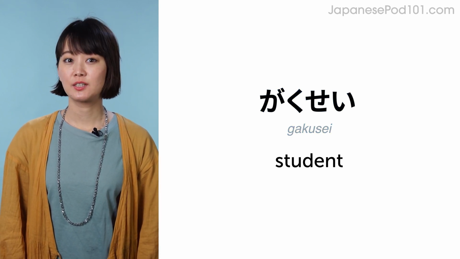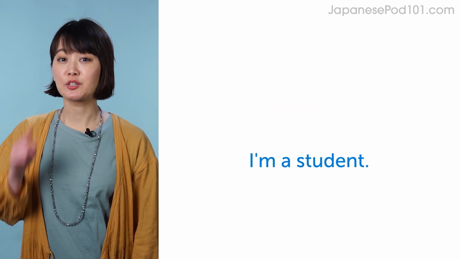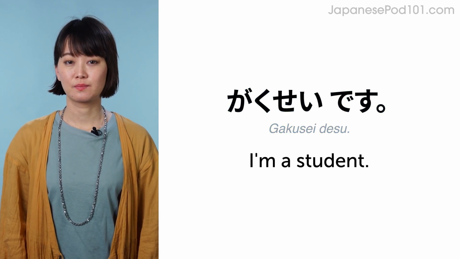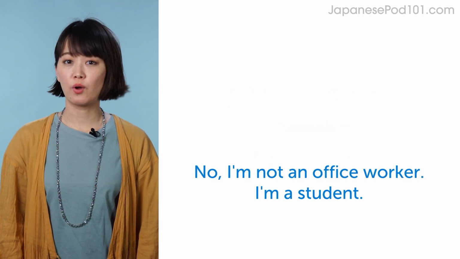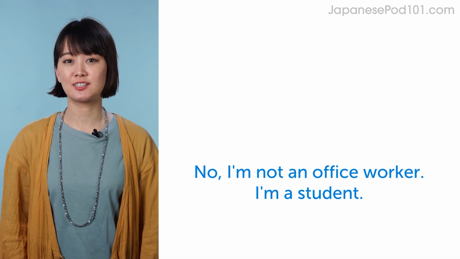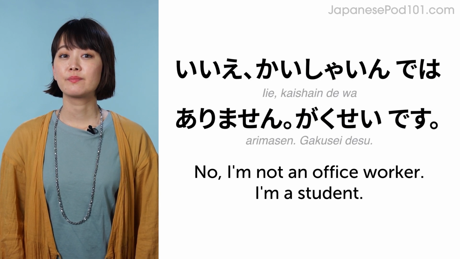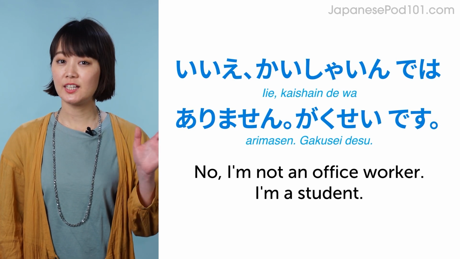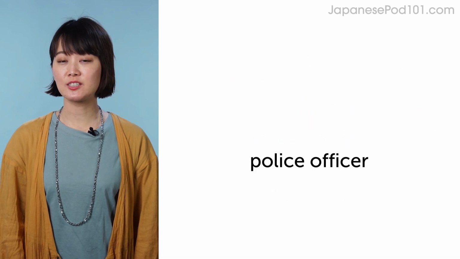Do you remember how to say student? 学生. And how to say I'm a student? 学生です。Do you remember how to say no, I'm not an office worker, I'm a student? いいえ、会社員ではありません。学生です。And how to say police officer.